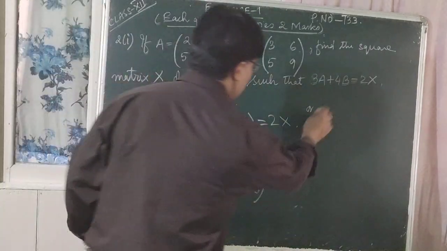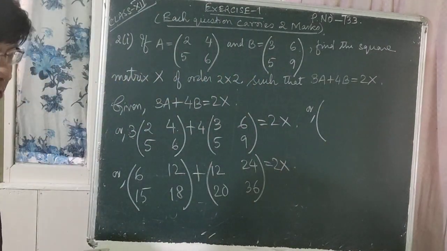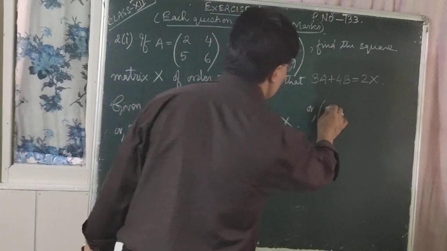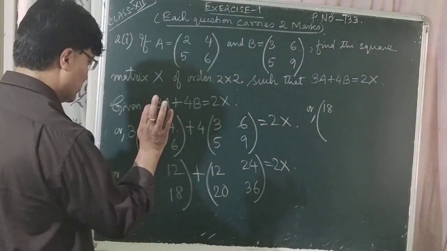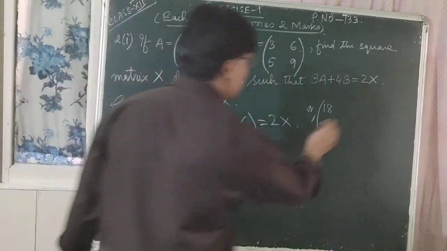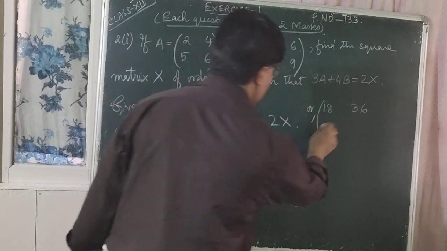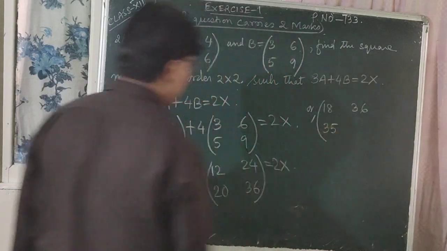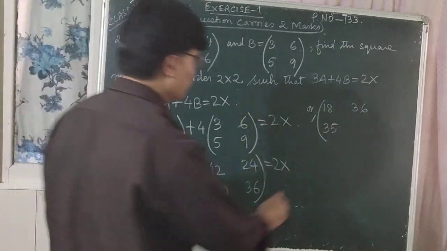So now let us add these two matrices on the left hand side, okay? Corresponding elements should be added. What is 6 plus 12? 18, you know that, isn't it? 12 plus 24 is 36. Next, 15 plus 20 is 35. Is that clear? And 18 plus 36 is 54.